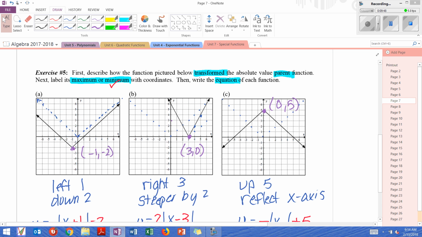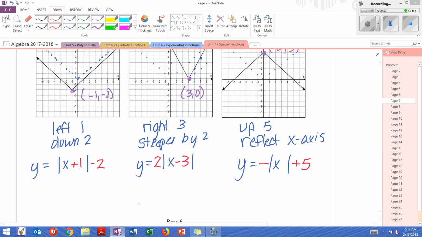Remember, the parent function is just y equals the absolute value of x. So this is the inside of the function, this is the outside, and out in front here is going to give us either the wider, the more narrow, or the reflecting over the x-axis.